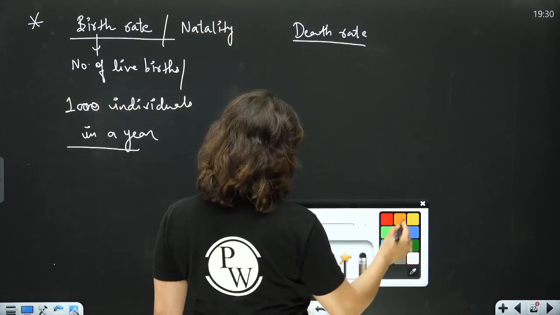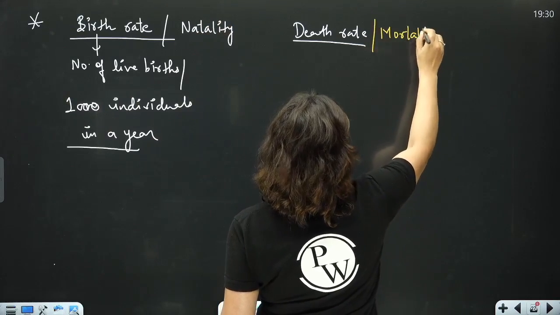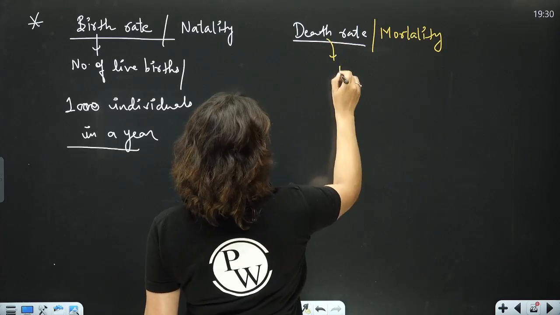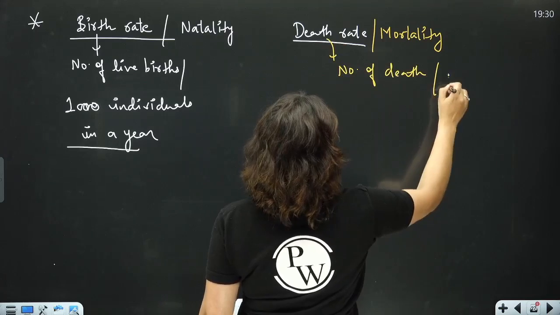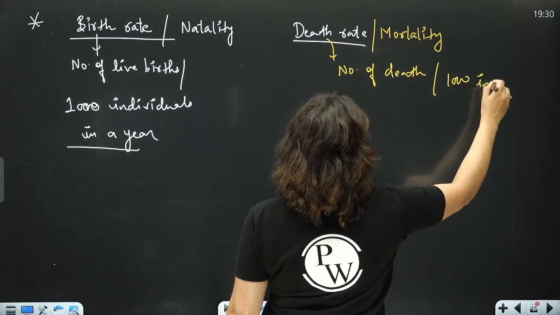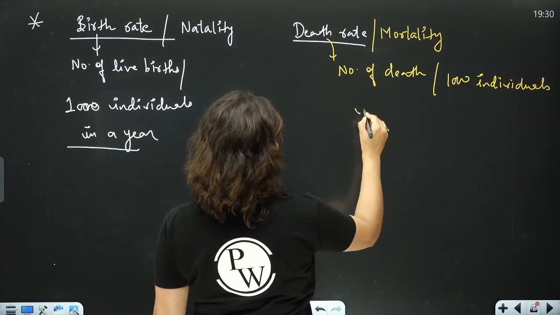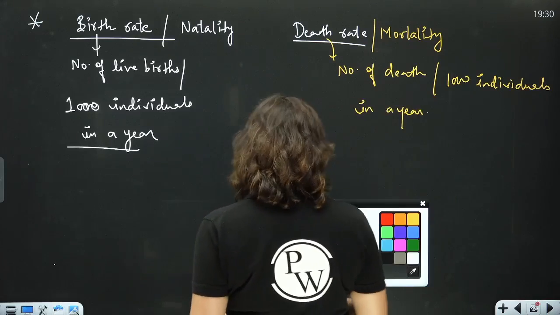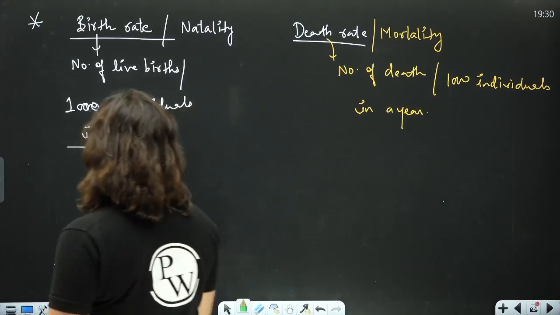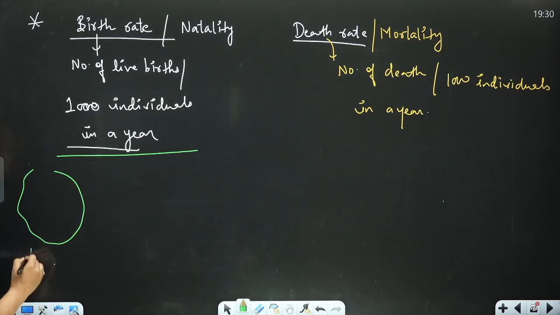And the death rate is also called mortality. Again, the number of deaths which have occurred per 1000 individuals in a year is called the death rate. Okay, so this is birth rate and death rate. Now, how to calculate birth rate or death rate? This is an example from NCERT, so it is important.